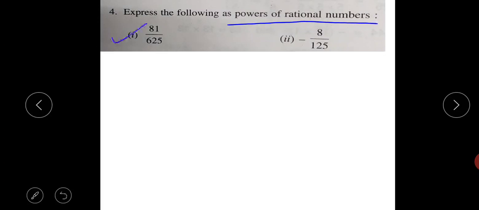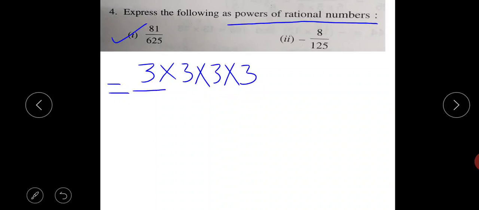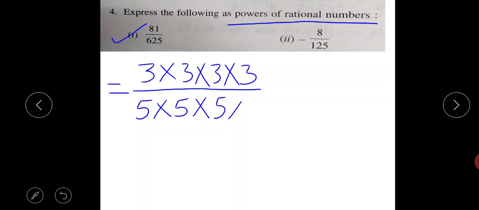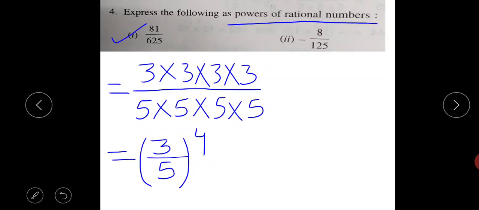So first of all, when we write the prime factorization of 81, it is equal to 3 multiply 3 multiply 3 multiply 3, and then 625 is 5 multiply 5 multiply 5 multiply 5. Now in 3 upon 5, 3 is repeated 4 times and 5 is repeated 4 times. So I can write it as 3 upon 5 to the power 4, and it is power form or exponential form.